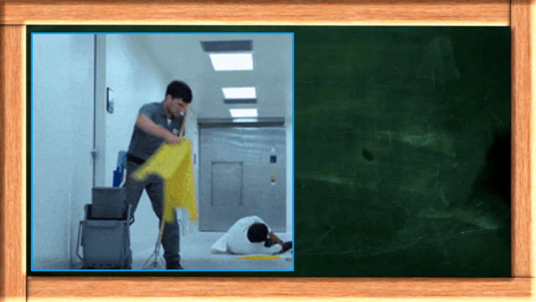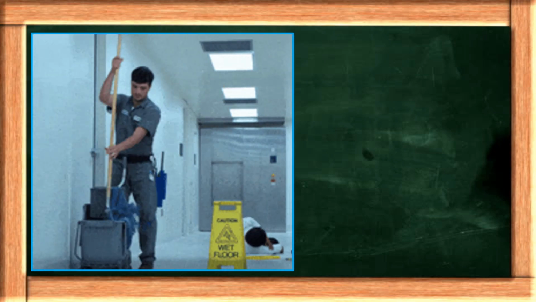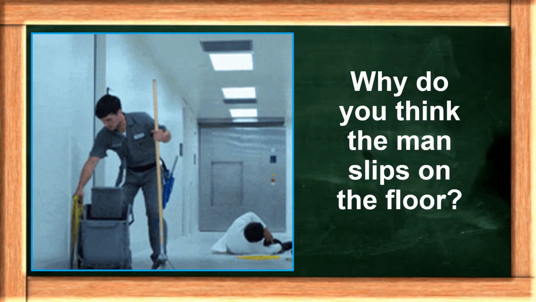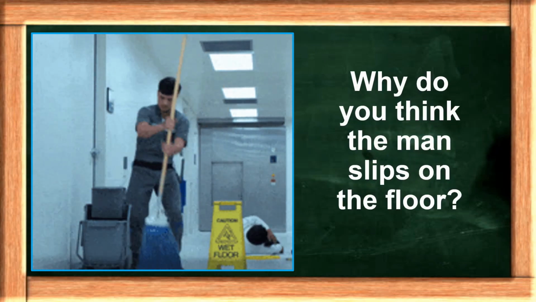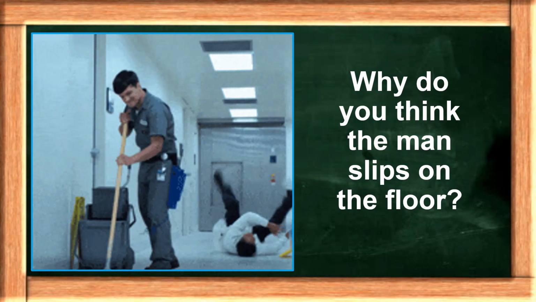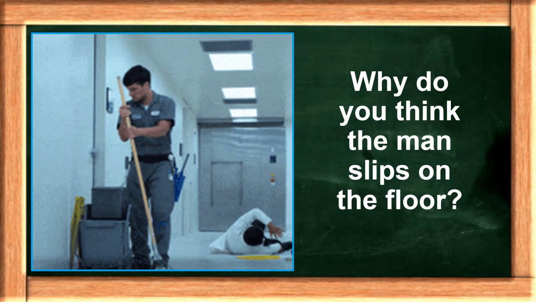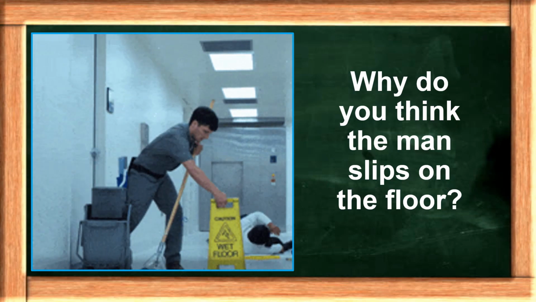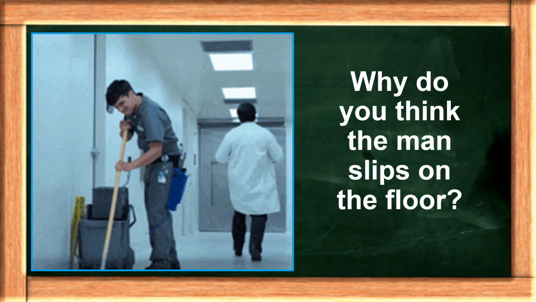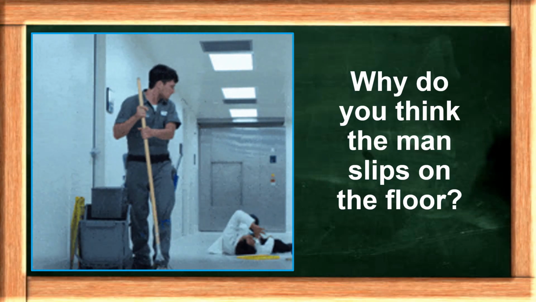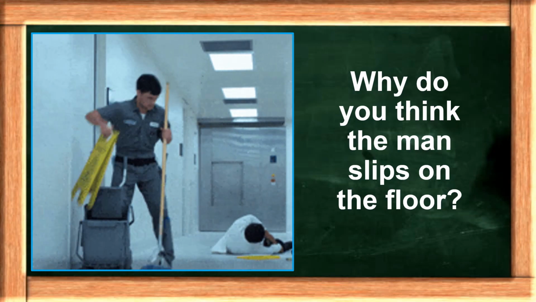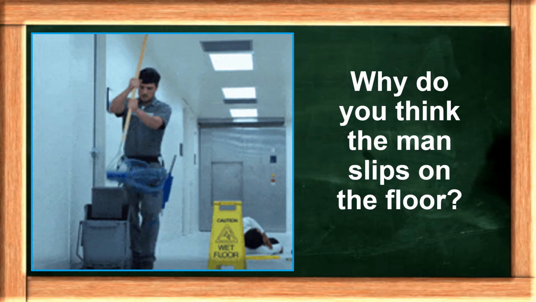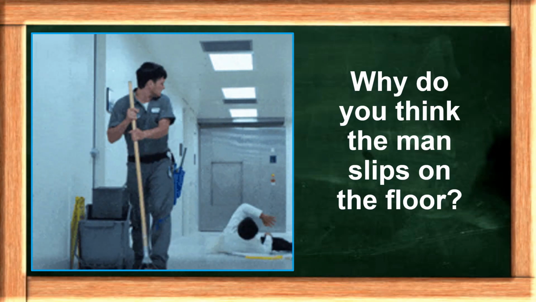Kids, observe what is shown. The man slips on the floor. Why do you think the man slips on the floor? Very good. The reason why the man slips on the floor is because the floor is wet. Have you experienced this? Why do you think that we have a bigger chance to be slipped on a smooth surface?